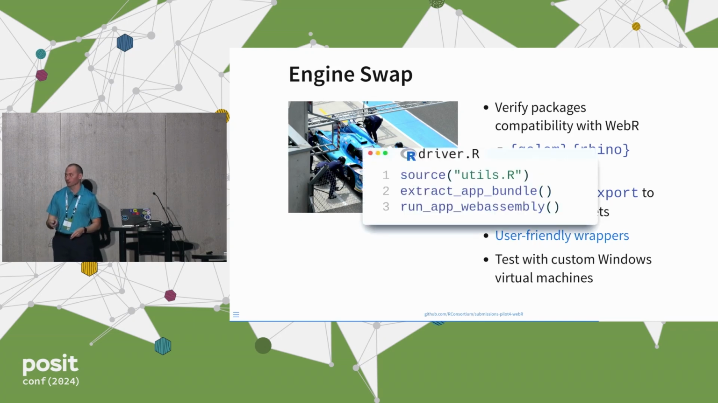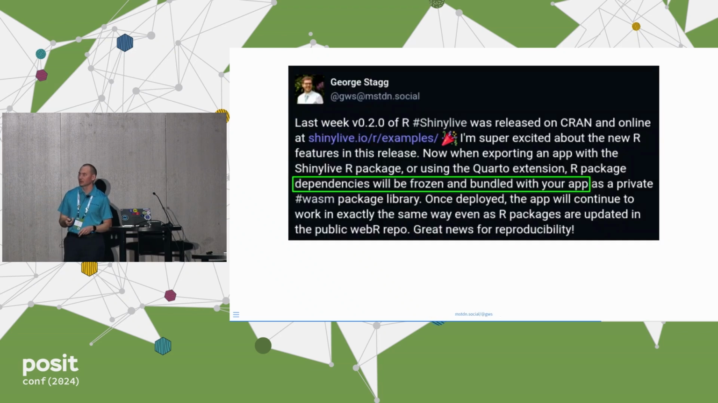But what those wrappers look like, we basically have a utility script that has a bunch of source functions. We help them extract an application bundle and then run the app in WebAssembly. We also gave them a choice to run the app in the traditional Shiny sense if they wanted to really test the equivalence. But in theory, these three functions now can get them up and running with the WebAssembly version.